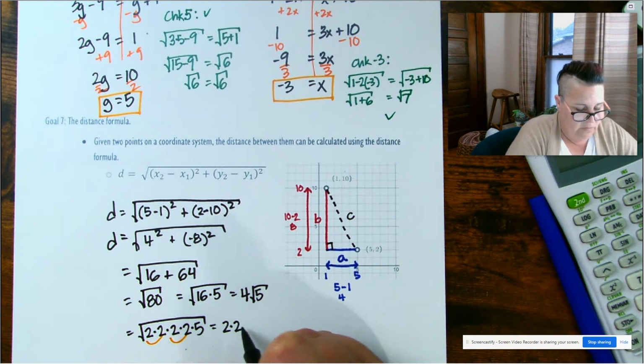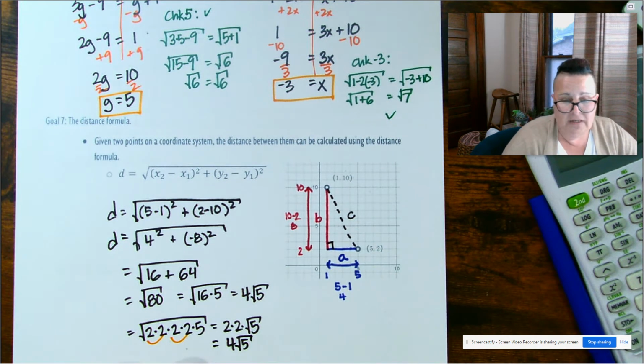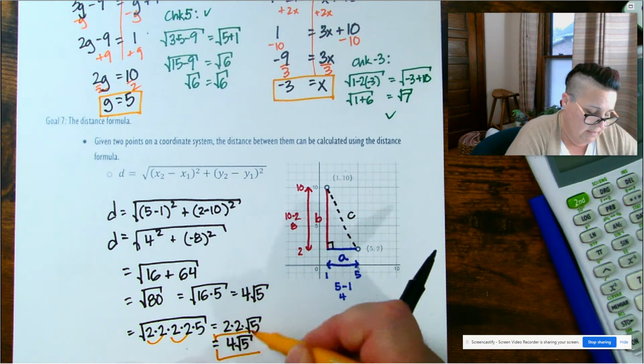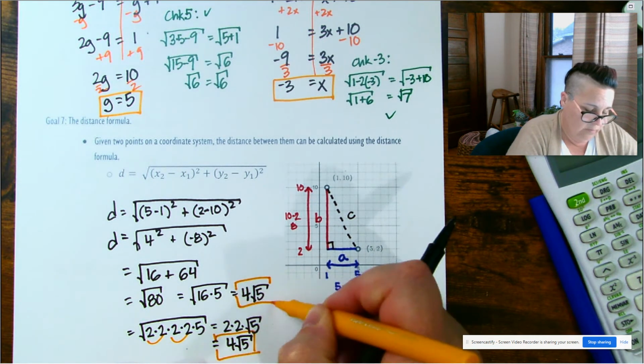2 times 2 times the square root of 5, which is 4 square roots of 5. Either method will get you to the same distance, 4 square roots of 5.